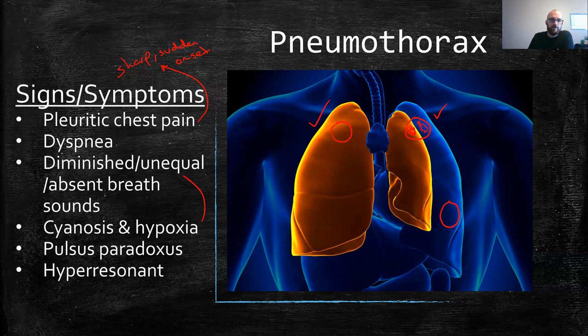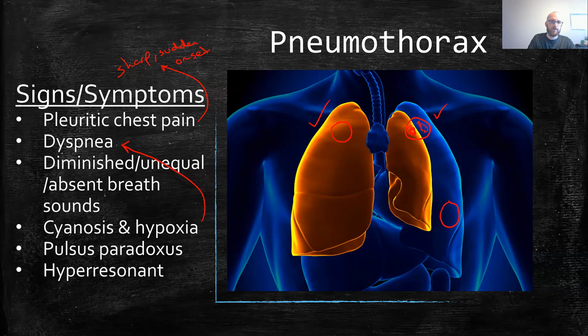Cyanosis and hypoxia, again, just kind of go hand in hand with the difficulty breathing and the diminished breath sounds, where we're not getting as much blood oxygenated because less and less of that lung tissue is participating in that gas exchange, that external respiration.